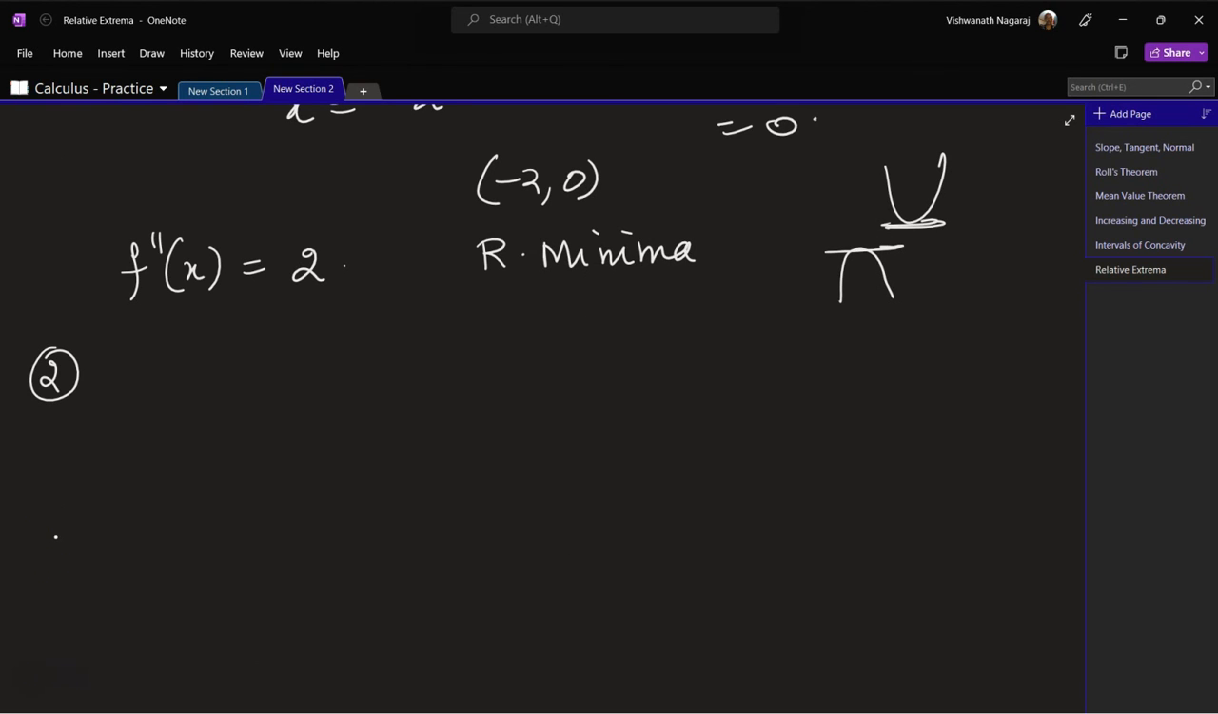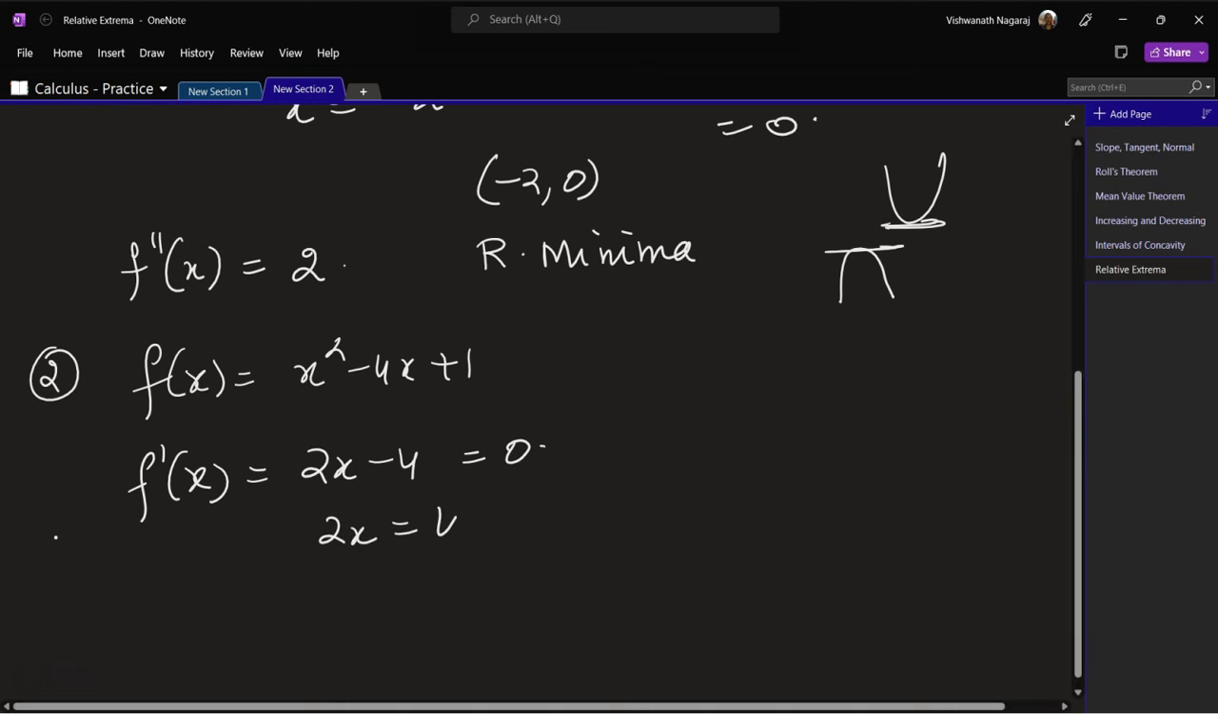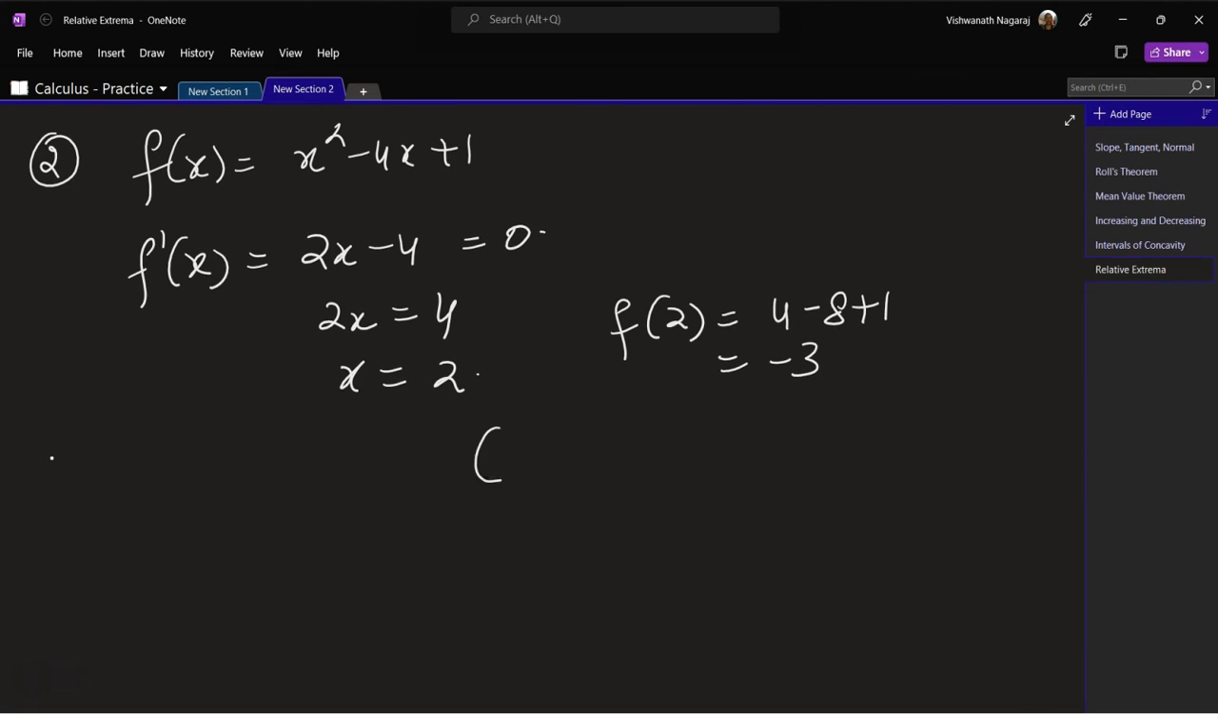Okay, second one, f of x is equal to x square minus 4x plus 1. f prime of x is going to be 2x minus 4. Equating it to 0, we get 2x equal to 4, x equal to 2. And f of 2 is going to be 2 square is 4 minus 8 plus 1, which gives us minus 4 plus 1, that is minus 3. So the point is 2 comma minus 3.